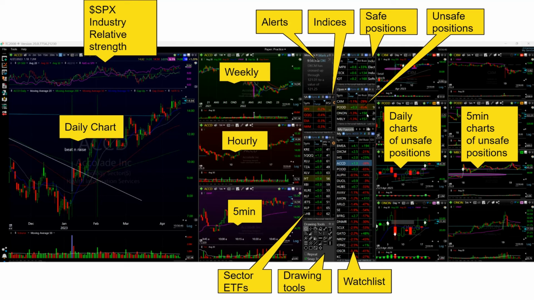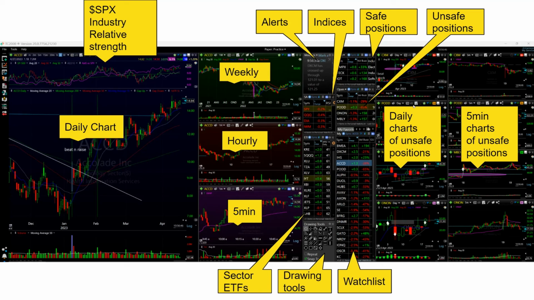If my judgment is wrong or my entry was wrong, then these charts just tend to chop around. And for me to keep a very close eye on them and know exactly when to move the stop up to break even, I like keeping the daily and 5-minute charts of these unsafe positions open.